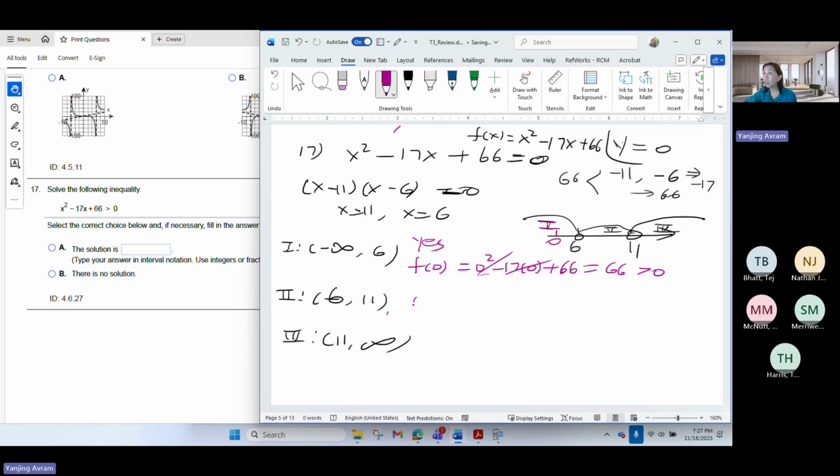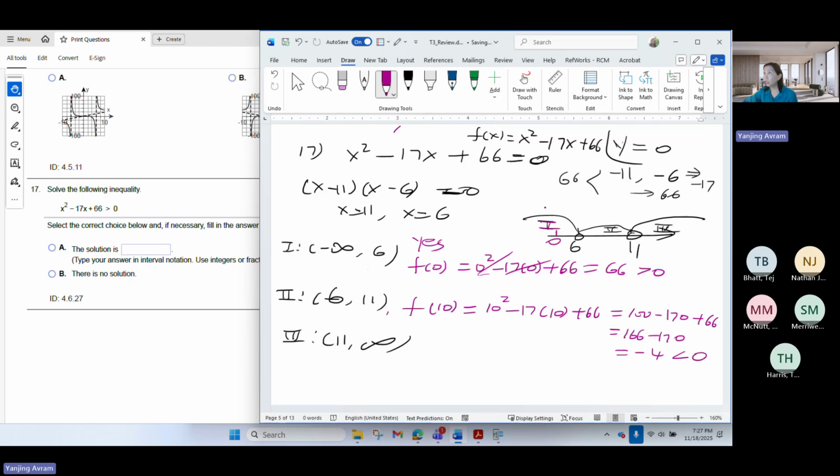Okay, and then for the second interval, I might pick 8, or I might pick 10. 10 is easier to calculate than 8. I like 10 better because 10 is still in the interval. So now I have 10 squared minus 17 times 10 plus 66, right? This will be 100 minus 170 plus 66. So you can see 166 minus 170. So this will be negative 4, which is less than 0.